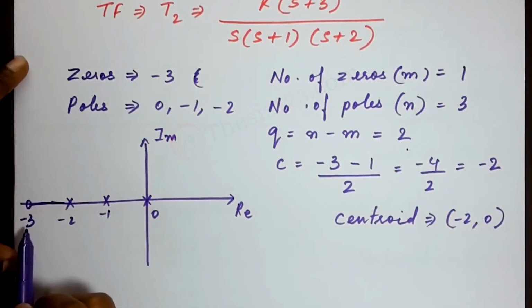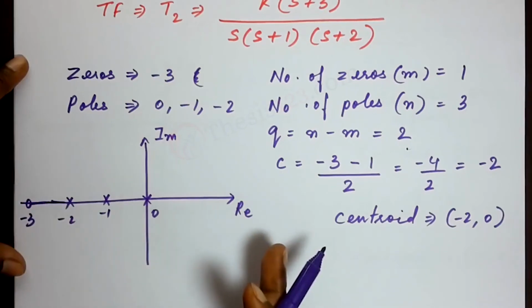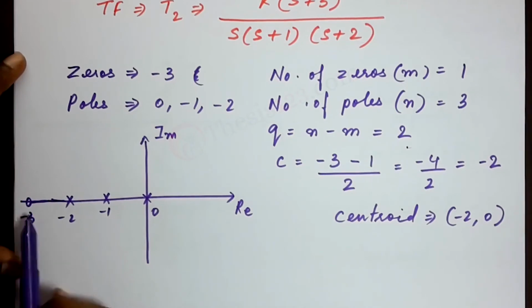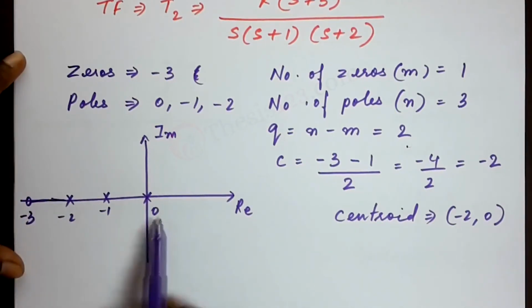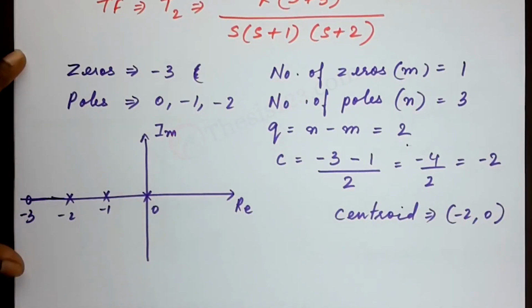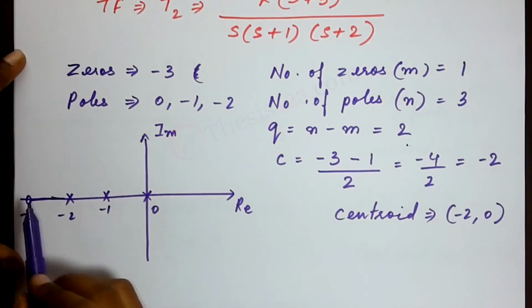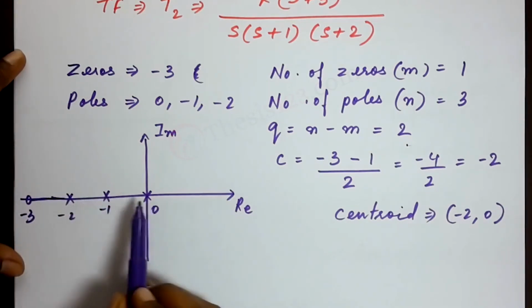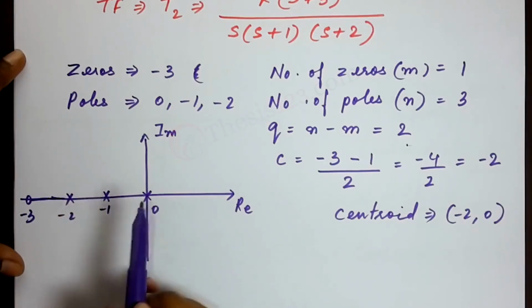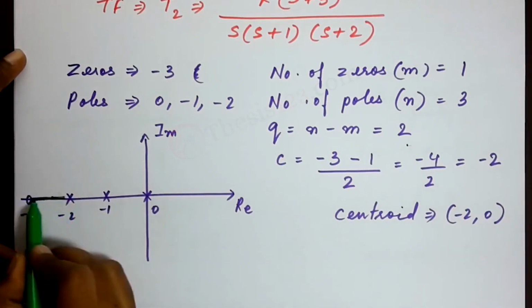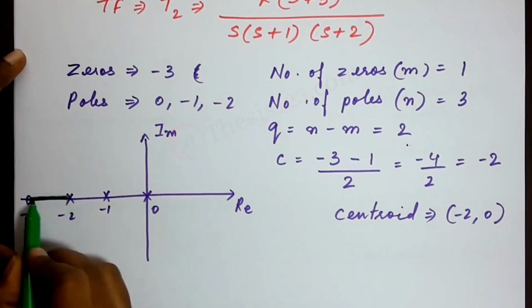So if we take the test point, let's start with in fact -4. If we take a test point -4, there are 1, 2, 3, 4, 4 points. It's an even number, and because it's an even number, the part towards the infinity is not considered. It does not exist in the plot. Now we'll take the point -3. If we look to the right, we have 1, 2, 3 poles. 3 is an odd number. Therefore, this portion here exists in the root locus plot.